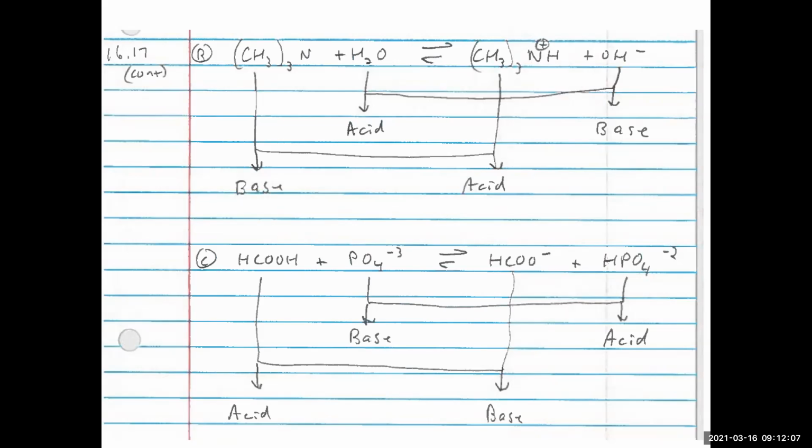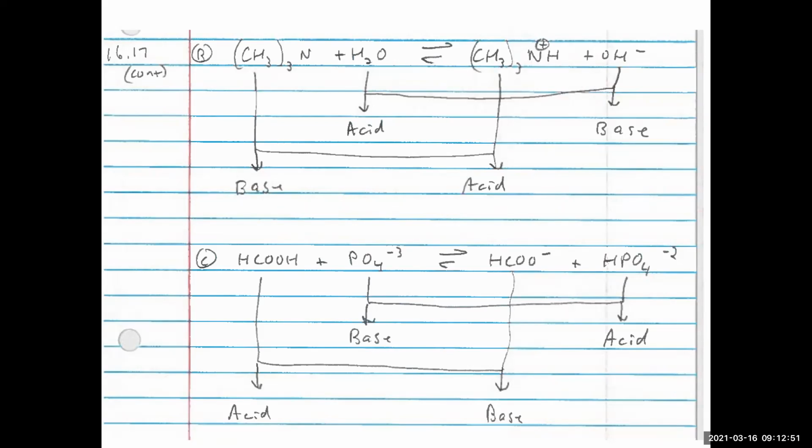Then the final one, we have HCOOH, and then we have HCOO minus. So we see that we have a proton that can be donated and wind up with the anion here on the right-hand side. So there's our conjugate acid base pair there. We see with the PO4 minus 3, the phosphate ion, there's no proton that can be donated there, so that's got to be a base. On the right-hand side, we have the HPO4 minus 2. That has the ability to donate a proton, so that's the acid on that form.